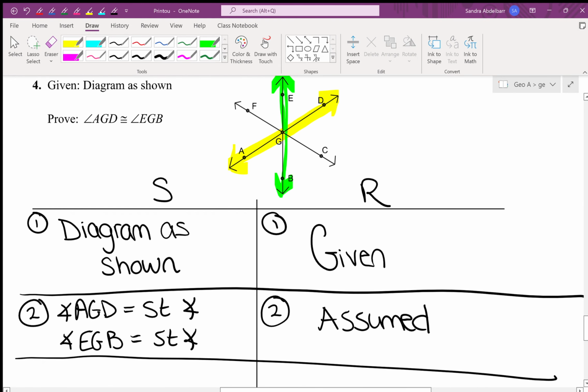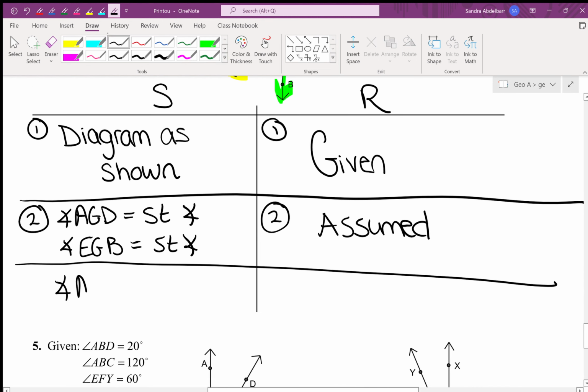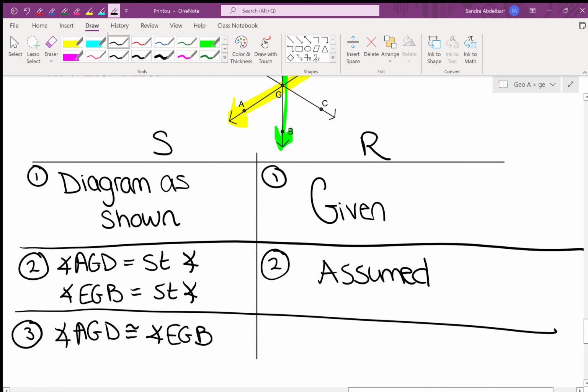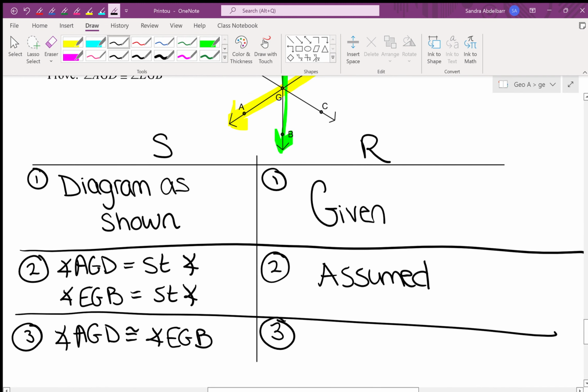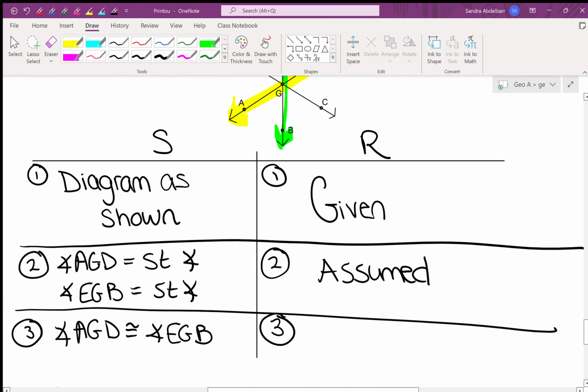All right, now that I declared them both straight angles, I can now say that they are congruent. Angle AGD is congruent to angle EGB. This is not definition of congruency. This is not def of congruent. Can someone tell me why this is not def of congruent as my reason?